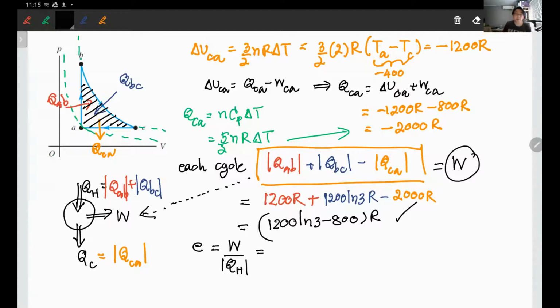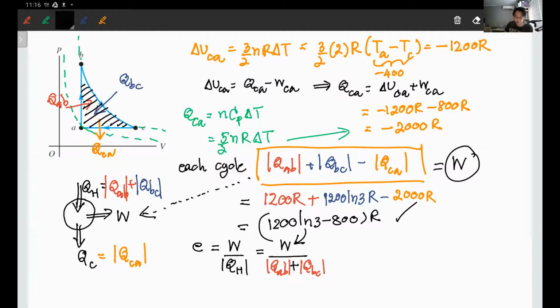And this is the part that I think people make mistakes the most. You don't know which one to pick as a Q hot. I think that's the only thing that maybe confuses you a bit. But once we draw the diagram, we draw everything so clearly like this, now you can answer with confidence. It's going to be the W that we just got right here, divided by QAB and QBC. You guys with me? Because these are the two heats that flow into the gas, or into the system, or into the engine. So these two are the parts that will be considered as the Q hot, because it's the heat that you draw in. Okay, cool. I hope it works.